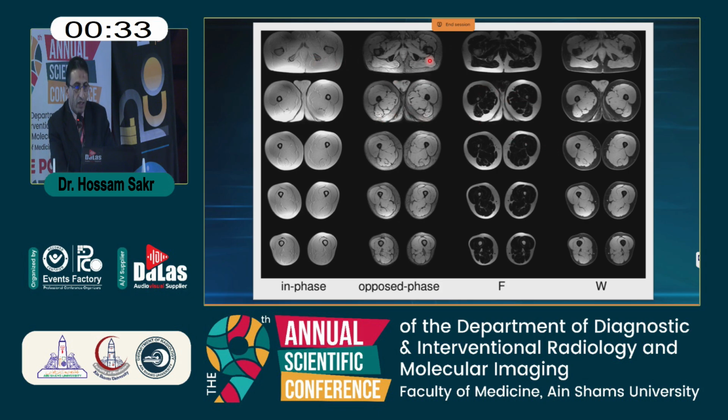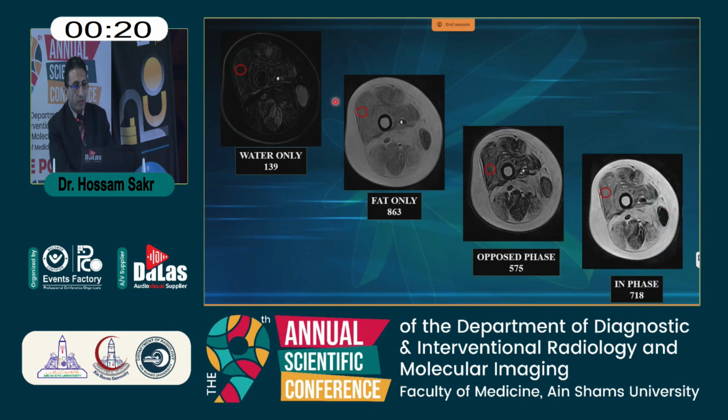Dixon sequence. It gives us four images or four sequences: in phase, out of phase, fat only signal, and water only signal. We can quantify the signal within an individual muscle, for water-only images, for fat-only images, for opposed phase or in-phase sequences, and we can measure and follow up the disease progression.